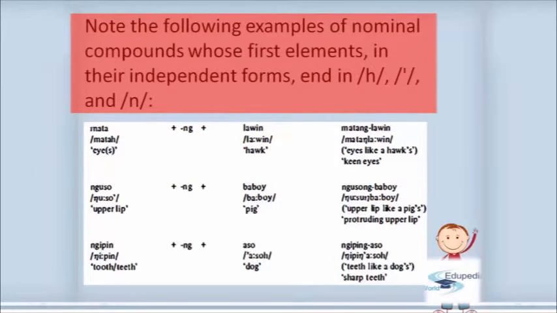Note the following examples of nominal compounds whose first elements in their independent forms end in a vowel, glottal stop, and N. We have here mata, eyes, plus nang, plus lawin, which is hawk: matang lawin, or eyes like a hawk, or keen eyes. Muso, upper lip, plus nang, baboy, which is pig: musong baboy, upper lip like a pig's, or protruding upper lip. We have here ngipin, tooth or teeth, plus nang, plus aso, which is dog: ngiping aso, or teeth like a dog's, or sharp.